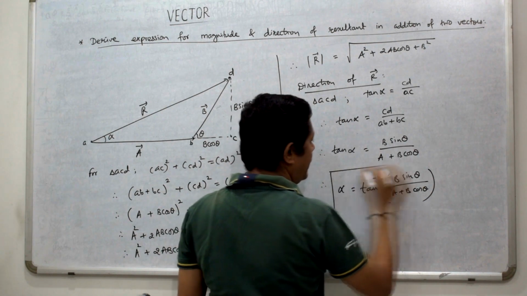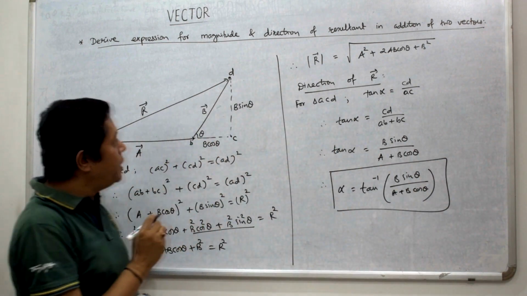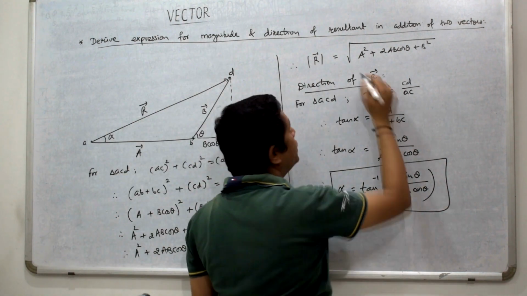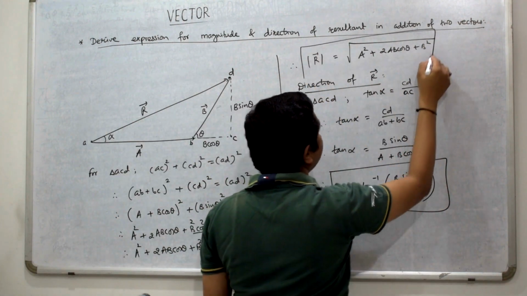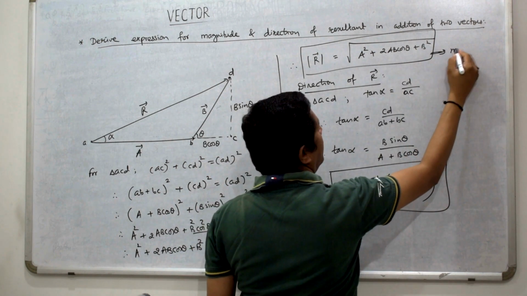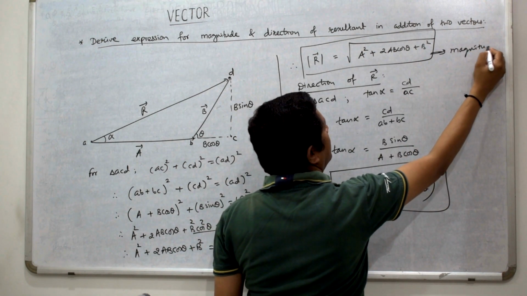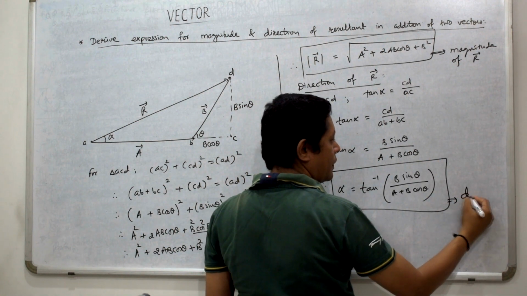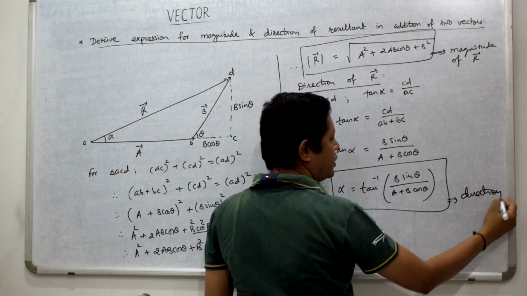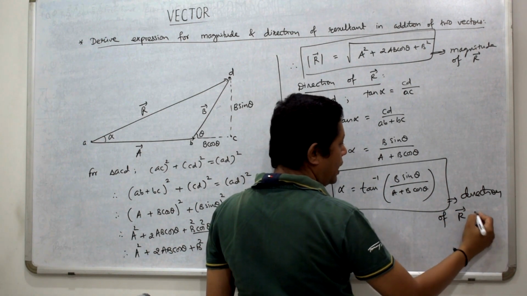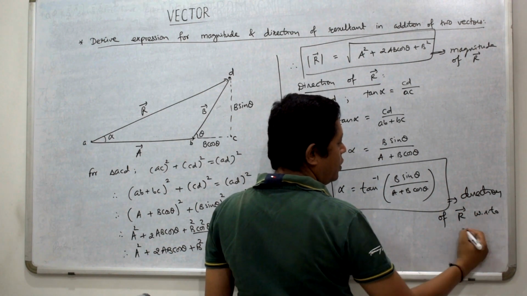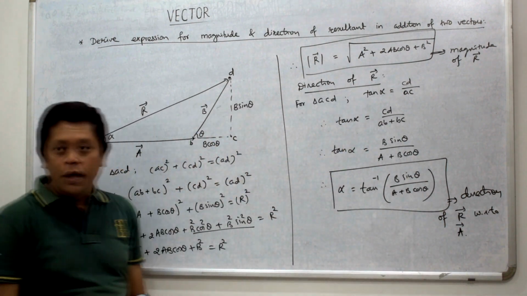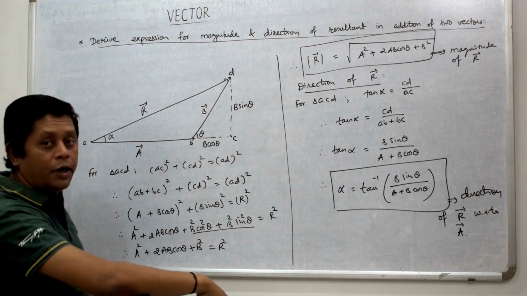And therefore alpha is tan inverse of B sin theta upon A plus B cos theta. This way we are getting the direction of R with respect to vector A. So this is the equation for the magnitude of R, and this is the direction of R with respect to vector A. This way we can find out the magnitude and direction of a resultant.